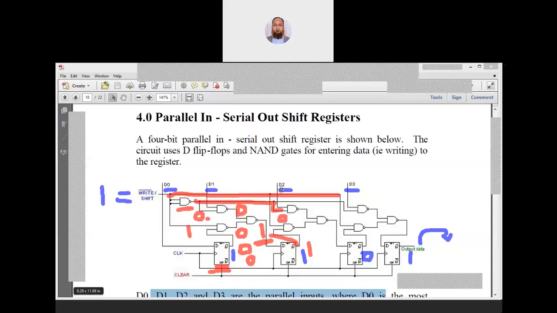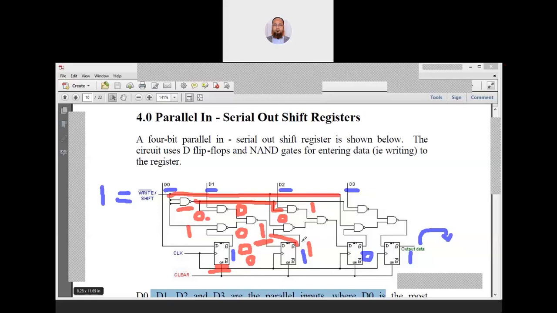This is 0 and D0. 0 and D2 is the input to this NAND gate. So the output will be 0 into D2 complement. 0 into D2 is 0. Complement is 1. So the output will be 1. Okay. So you can see the output of this line is 1 irrespective of the value of D2. Whatever we apply at D2, it doesn't matter, the output to this is 1.